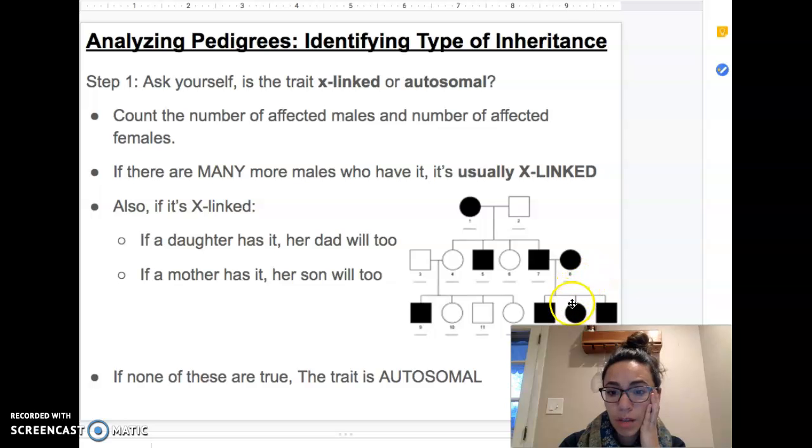If a female has it, her father has it, and if a mother has it, the sons have it. So it follows all of these rules. So when you make your pedigree, these are the rules you need to be following to figure out, is it X-linked or is it autosomal? This particular one is X-linked.